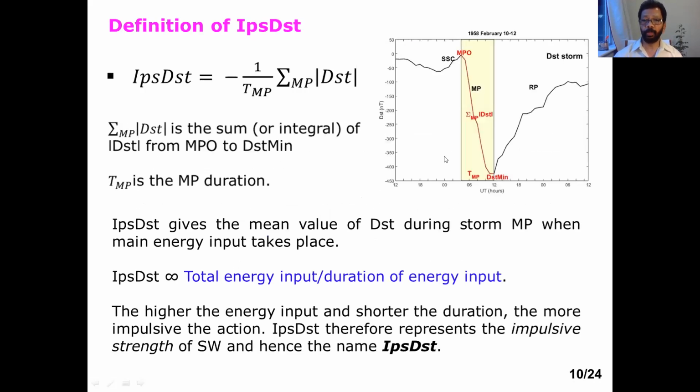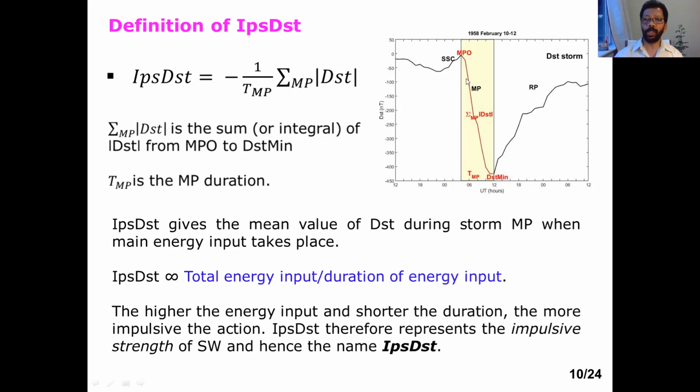Now we define the new parameter. This is a geomagnetic storm in DST index. X-axis is universal time, Y-axis is DST values. The geomagnetic storm started at this point. This is the storm sudden commencement. This is storm main phase, and this is the recovery phase of the storm. During the storm main phase, DST starts decreasing from this point, which is called the main phase onset or MPO.